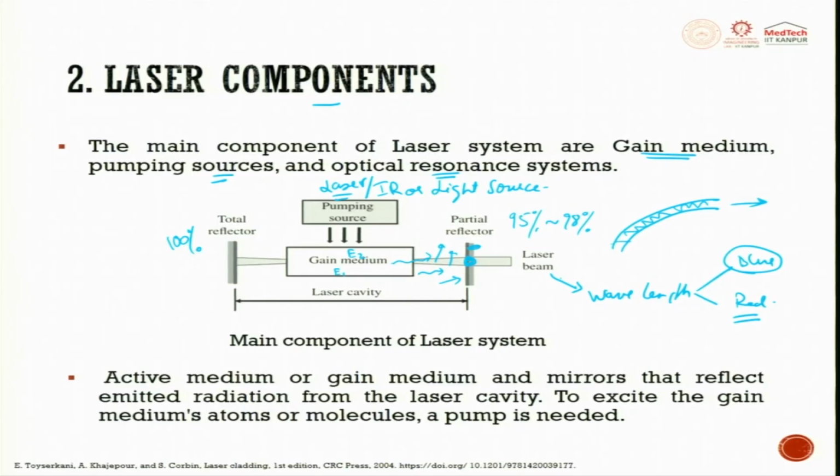So, the basic components of a laser system are the gain medium, that is where you have E1, E2 and other things we read till now; the pumping source, which tries to excite from E1 to E2; and the resonator, to maintain and get all in one particular direction. So, the active media or the gain media, and mirrors that reflect emitted radiation in the cavity system. To excite the gain medium atoms or molecules, a pump is used. So, this is what I have explained to you.